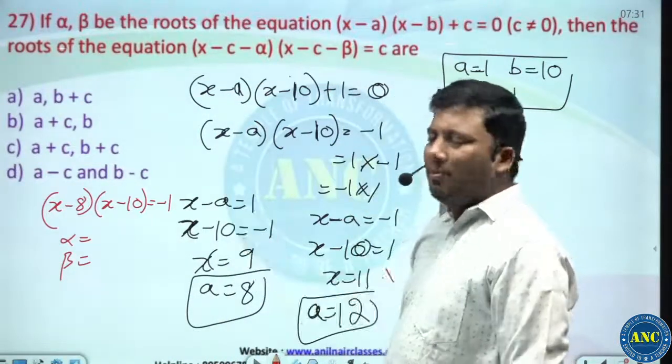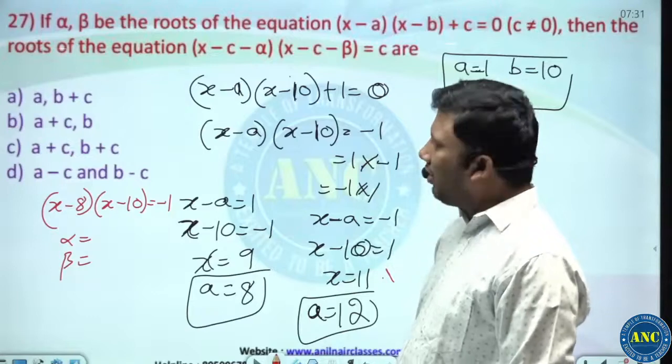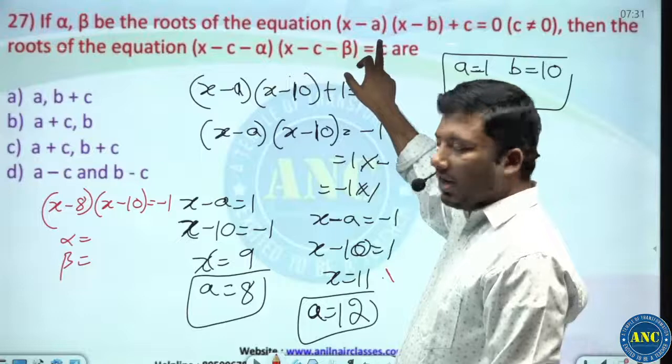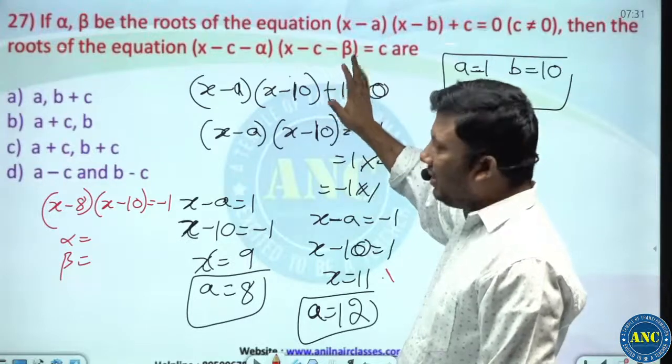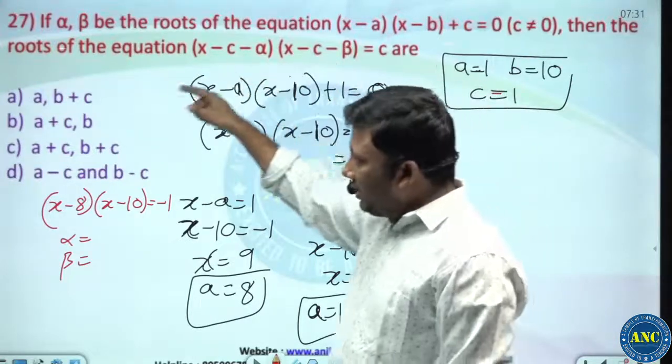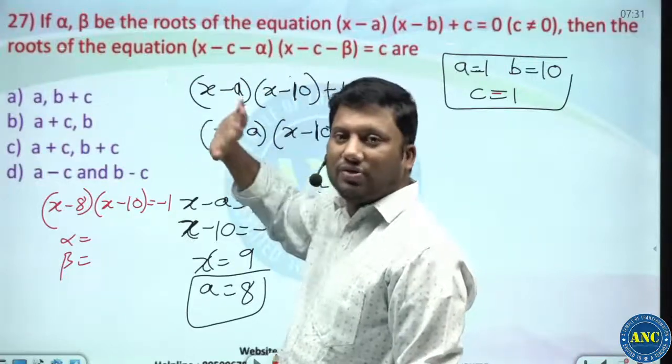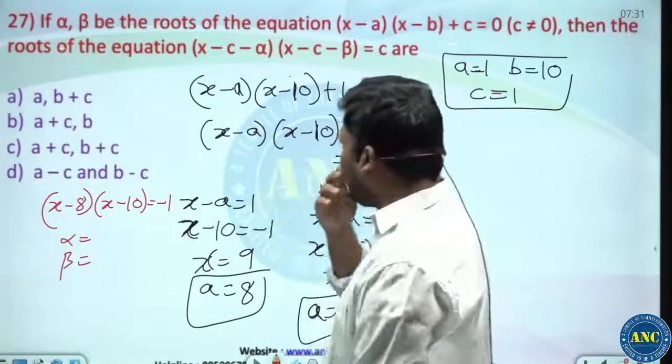Just put the minus 1 to the left hand side. You will get alpha and beta. Substitute in this one. Substitute here. Wherever you are finding the answer, substitute that answer. Question contains variable, answer contains variable. Substitution method can be used.